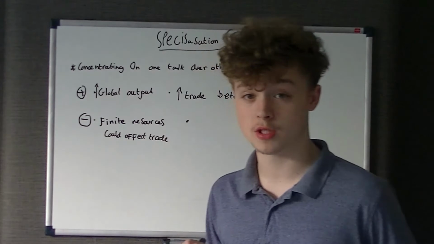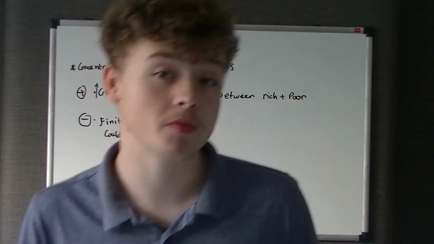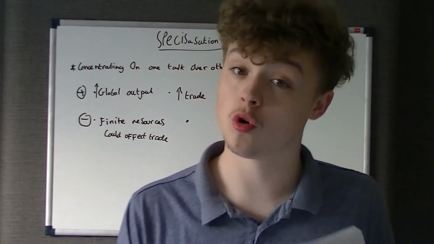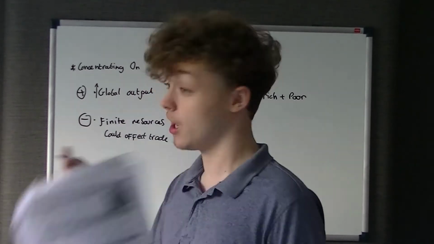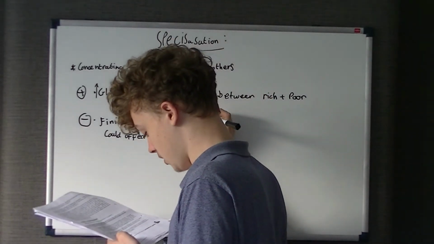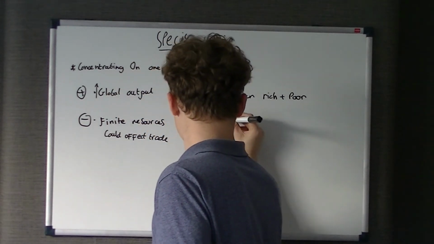If they've got finite resources, the trade between rich and poor countries could stop if the finite resources run out or the demand changes. They just don't like bananas anymore. So it's sort of the same thing. So tastes can change.